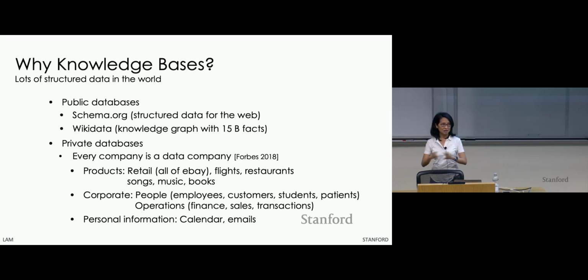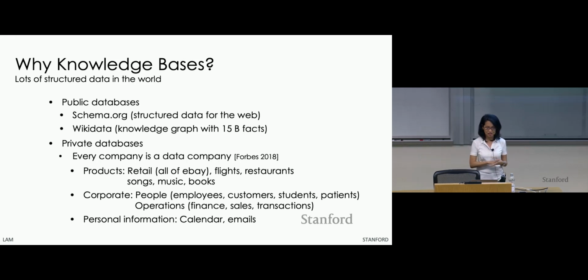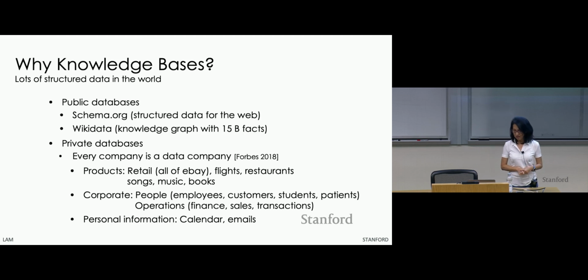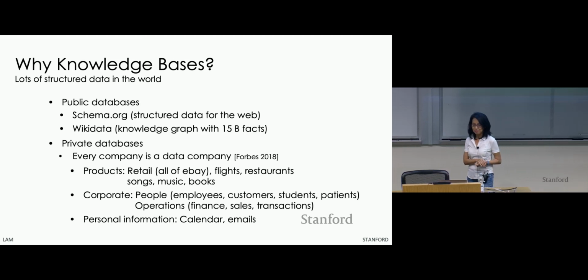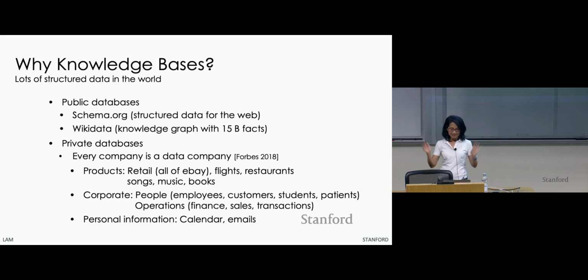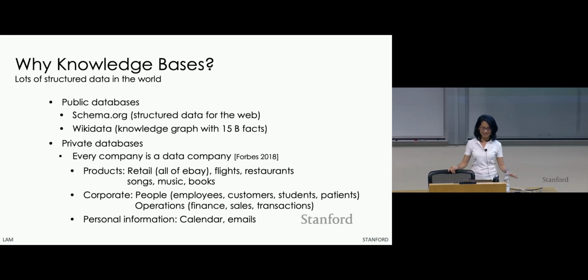For all the locations or organizations that you're interested in. So those are the public databases. In private databases, Forbes has an article. Basically, they say every company is a data company. Everything from products to corporate information, all the human resources, all the operations, and of course there is personal information.